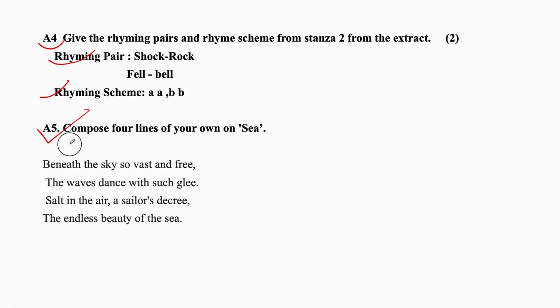ठीक है, कंपोज करना है, पोएम कंपोज करना है. तो डेफिनेटली इफ़ यू ऐड राइमिंग वर्ड्स, तो आपके जो नॉर्मल अगर सेंटेंस आपने लिखा है तो वो भी राइमिंग ही लगेंगे. वो भी इट विल साउंड लाइक अ पोइट्री ओनली. ठीक है. So what you need to do, you need to use rhyming words. Okay, beneath the sky so vast and free, the waves dance with such glee. Salt in the air, a sailor's decree, the endless beauty of the sea.